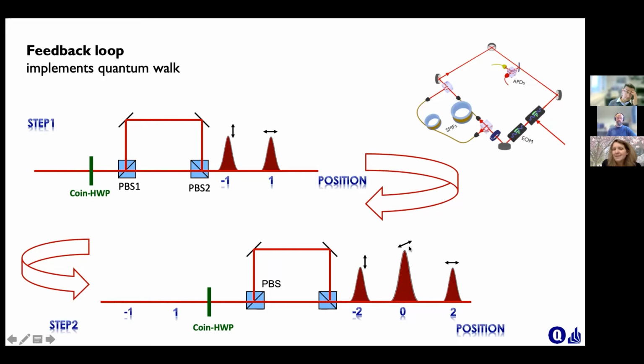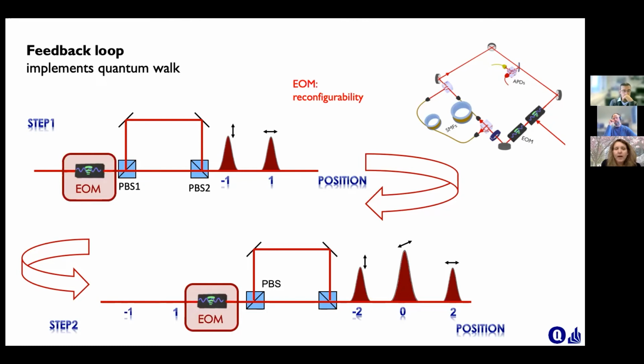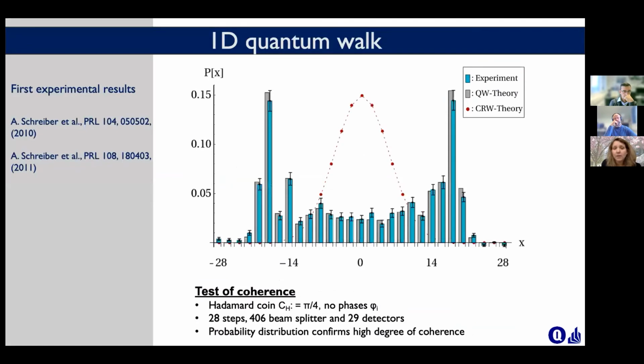This is nice because this is now exactly doing what the quantum walk formalism tells you. And if you replace this half-wave plate and add another electro-optic modulator, you have a programmable system where we can program all kinds of different dynamics. This is quite neat, and you can really use it as a simulator.